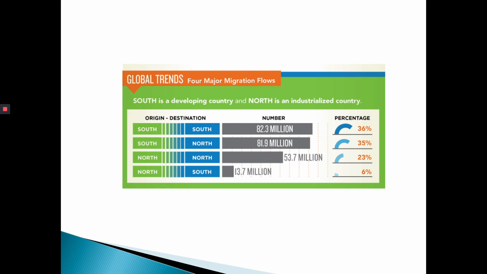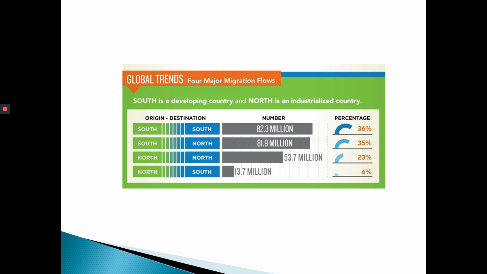So when we look at the numbers of migrants, most of them are originating from south developing countries. Most of them are going to other south developing countries also. For example, that might be the individual who's migrating from the developing country of Somalia in Africa to the developing country of Uganda in Africa.